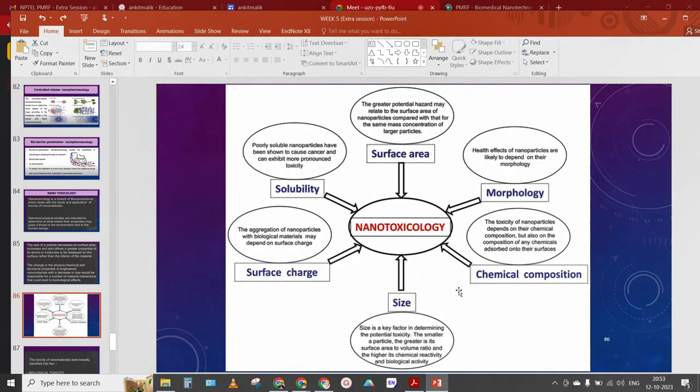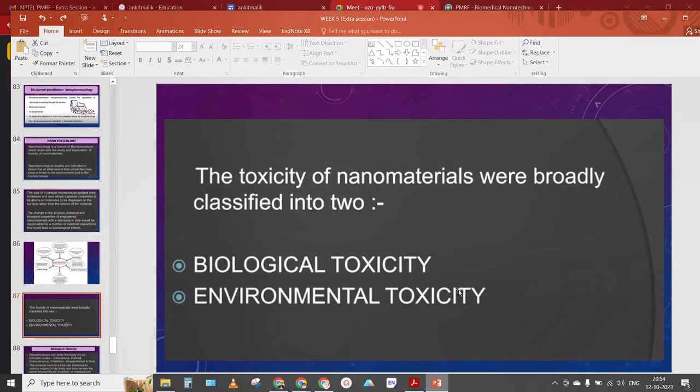The next are some properties of nanotoxicology, which consist of surface area, morphology, chemical composition of that particular nanomaterial, size of nanoparticles, surface charge of nanomaterials, and solubility, that is, how soluble that particular API is with a particular carrier. The toxicity of nanomaterials is broadly classified into two categories: one is biological toxicity, the other is environmental toxicity.